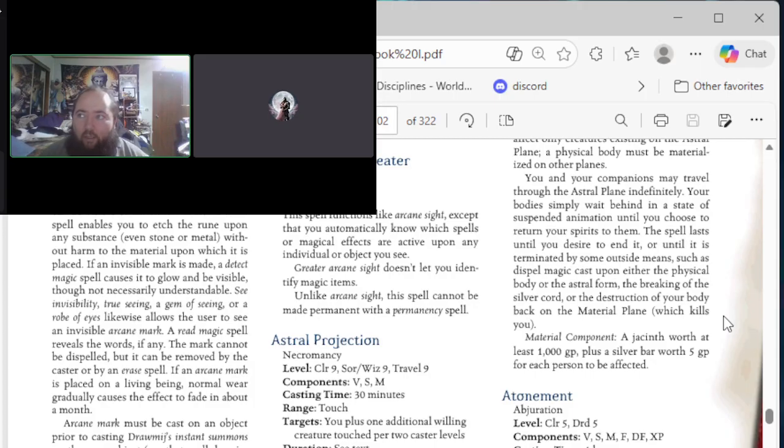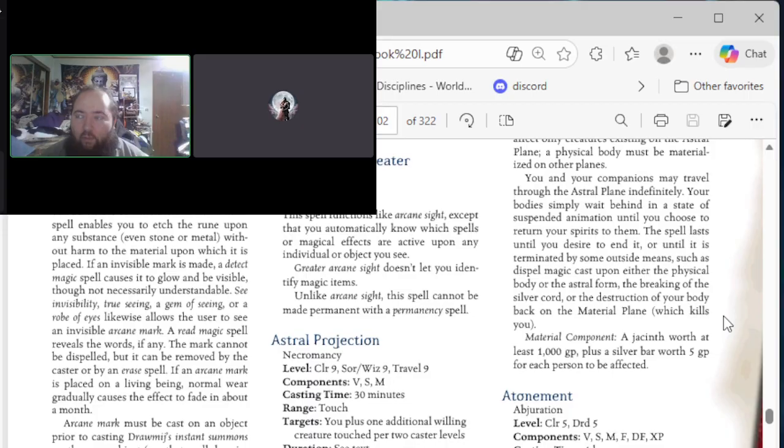Perks are you get to literally go have fun on other planes with not that many chances of you actually permanently dying because, well, like it said, unless someone cuts the silvery cord, the chances of you actually dying are quite low.